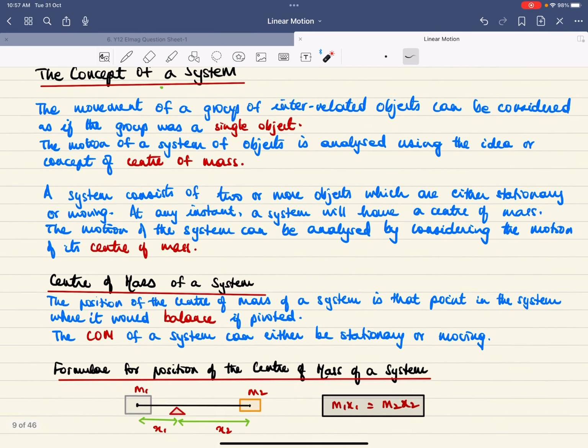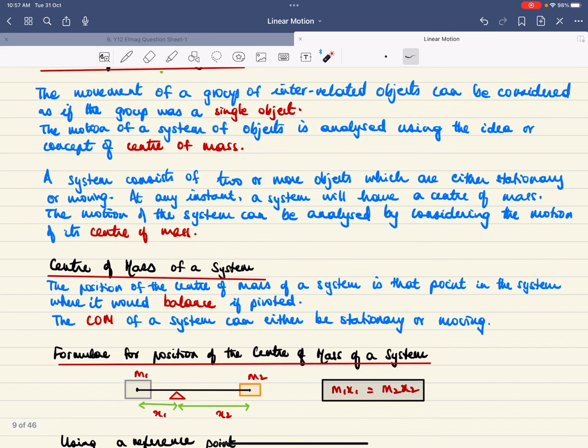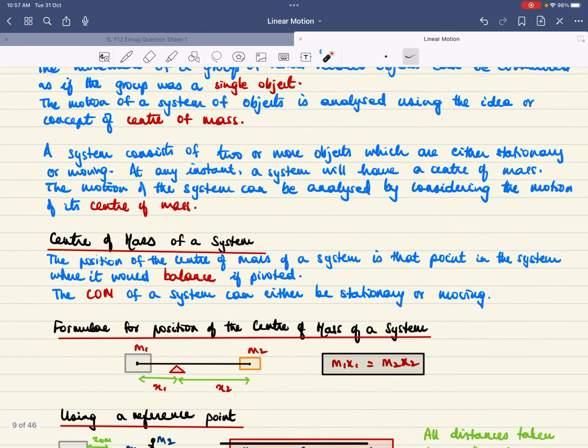Center of mass of a system. The position of the center of mass of a system is that point in the system where it would balance if pivoted. The center of mass of a system can either be stationary or moving. There are two formulae that you can use to find the position of the center of mass of a system, and one is like your lever using the concept of torque, so that's your pivot, or your center of mass. So mass times this distance equals the other mass times this distance.